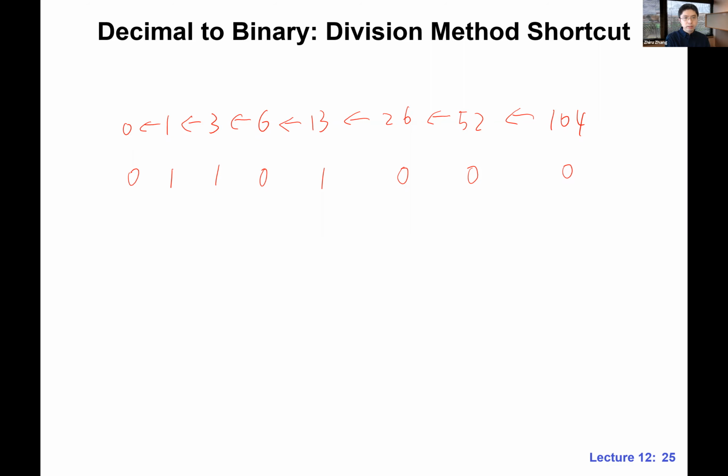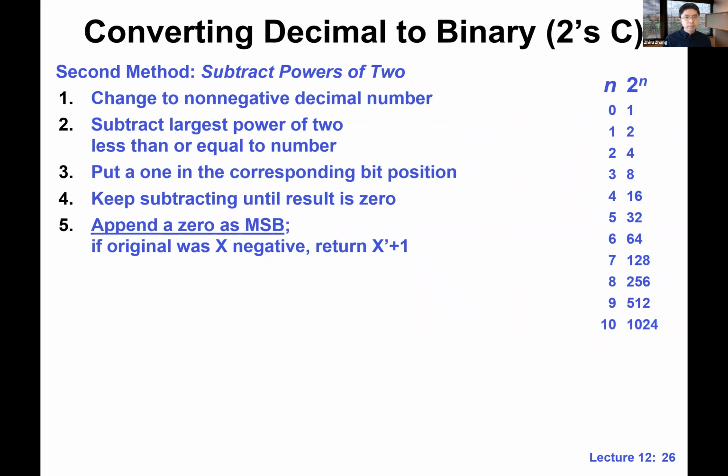Okay. Now let's look at another method. With the division method, we are deriving the binary string from LSB to MSB, from right to left. There's another method where we can derive this in the opposite direction. We can derive it from MSB to LSB, from left to right.